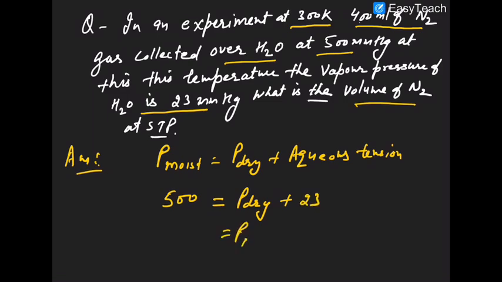So P of N2 dry gas is equal to 477 mmHg. 477 mmHg, that is the partial pressure of nitrogen gas. Partial pressure of the nitrogen gas. Is that clear to you? Okay. Now after that what will happen?